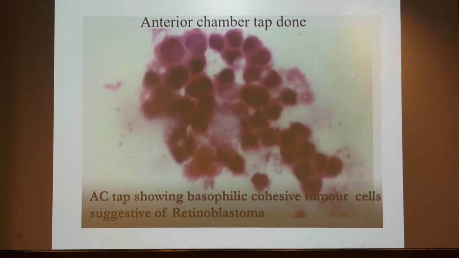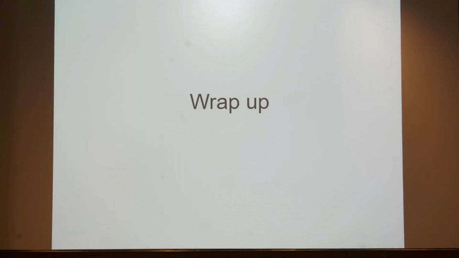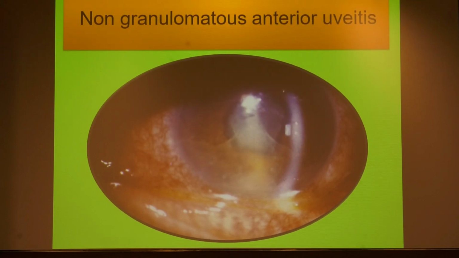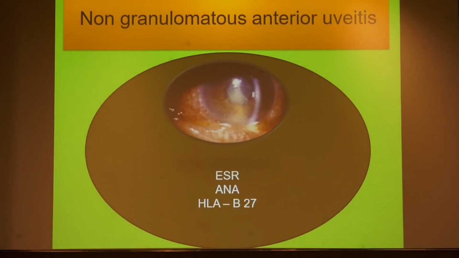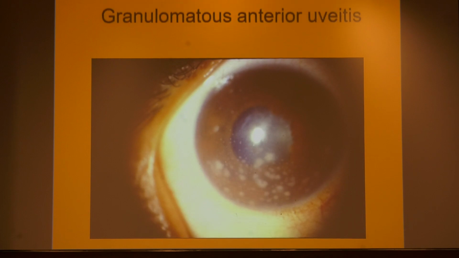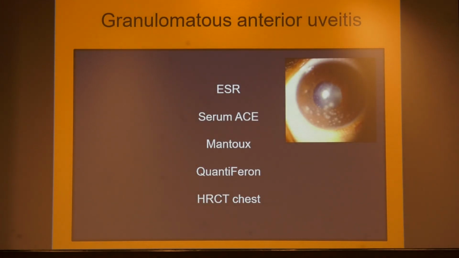This has already been shown by Dr. Vijay. So just to wrap up, we have this patient. We know it's a non-granulomatous anterior uveitis. So to start with, you would be doing ANA, HLA-B27. A granulomatous anterior uveitis, start with TB, sarcoid.